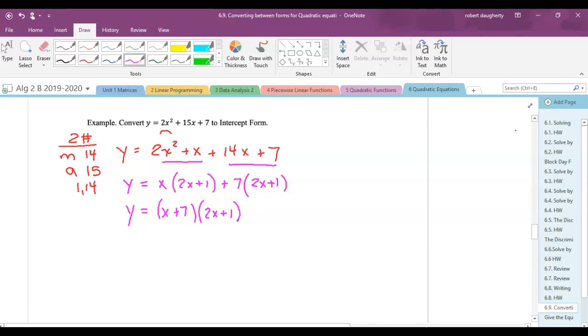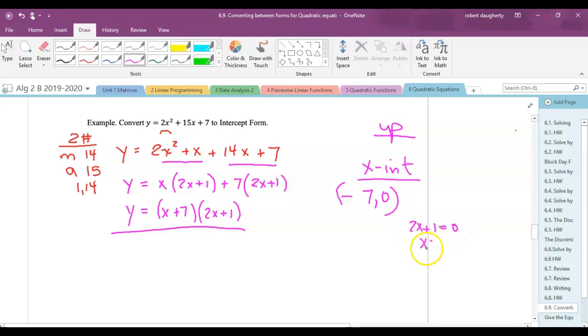Okay, so let's answer a couple questions. This thing open up or down? It opens up. Okay, what are the x-intercepts? The x-intercepts in intercept form, this guy. If I know that the x-intercepts negative 7, 0, what happens when you set 2x plus 1 equals 0? Yeah, so 2x plus 1 equals 0. That means x equals negative 1/2. Those are the x-intercepts. What's the y-intercept? 0, 7. Okay.